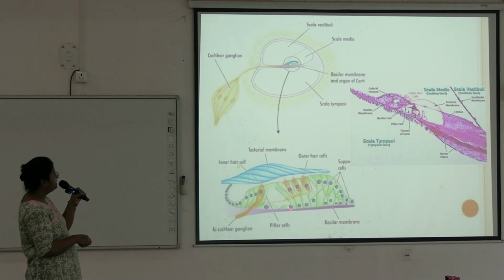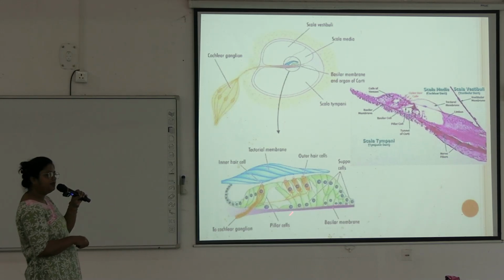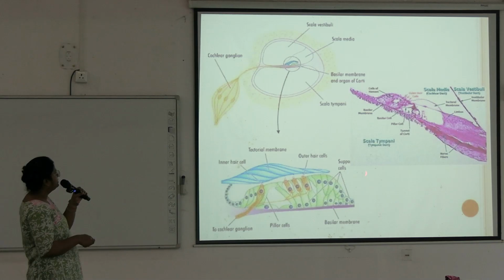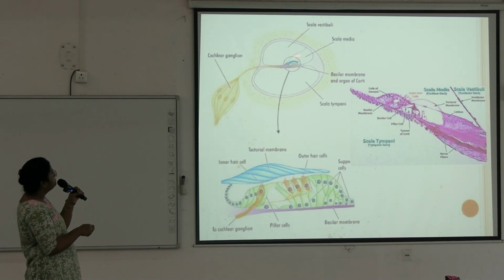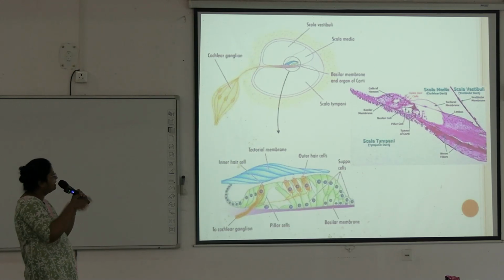These are the pillar cells and this is the tunnel of Corti, and this organ of Corti is lying within the scala media. This part is scala media. This is scala vestibuli, scala tympani. And here the cochlear nerve is arising, which is relaying in the cochlear ganglion or spiral ganglion.